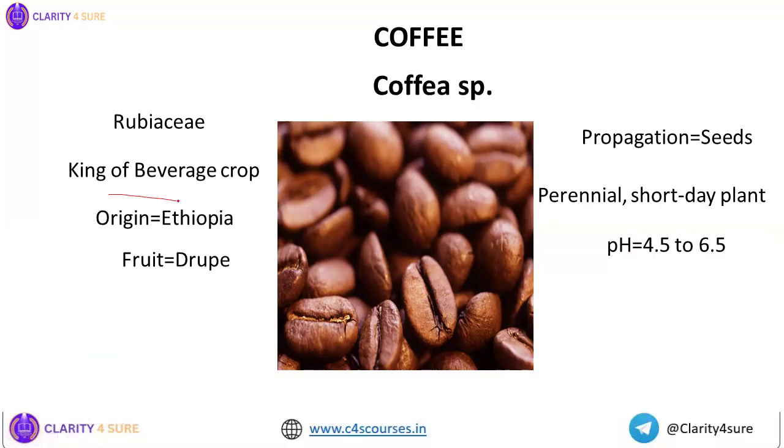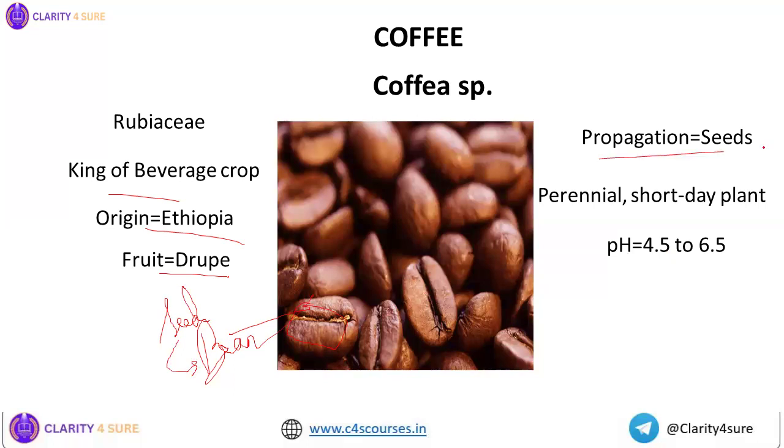So tea was the queen, coffee is the king. Origin is Ethiopia, and the fruit is a drupe. Okay, so what is this? Is it the fruit? No, it is the bean, right? The seed actually, the bean. So the seed of coffee is known as bean. Okay, coffee beans, that's why. This is a bean.